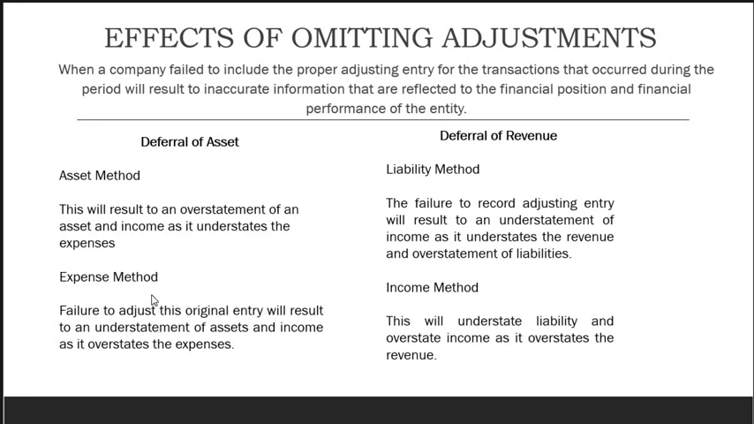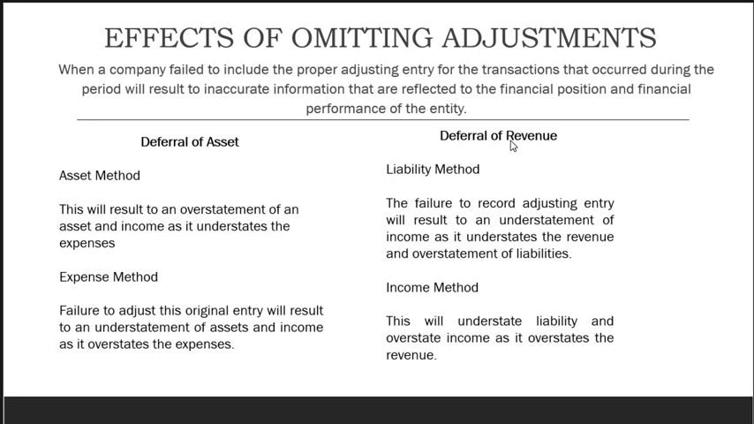So it's the opposite, because you initially recognized it as an expense. That means if you fail to adjust at the end of the accounting period, you will be reporting large expenses. Therefore, you'll be understating your income and also your assets, because you will not be able to recognize the asset portion of the amount that you initially reported as expense. So that's the effect for deferral of asset.